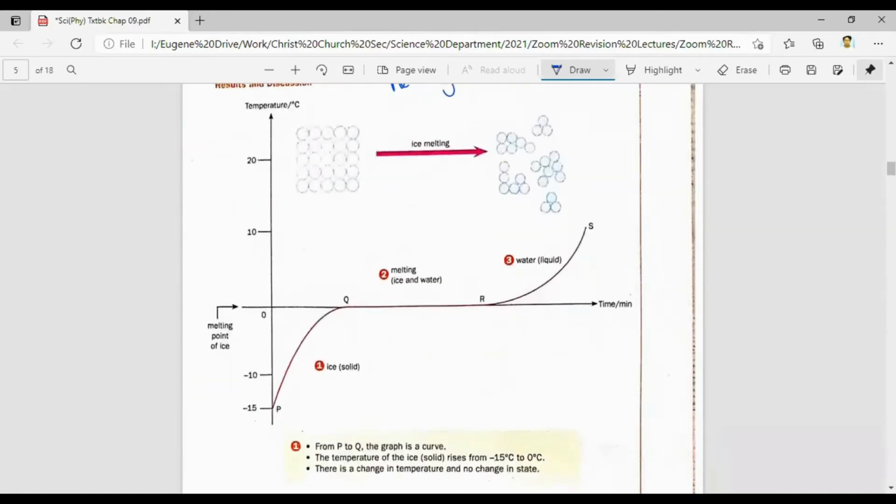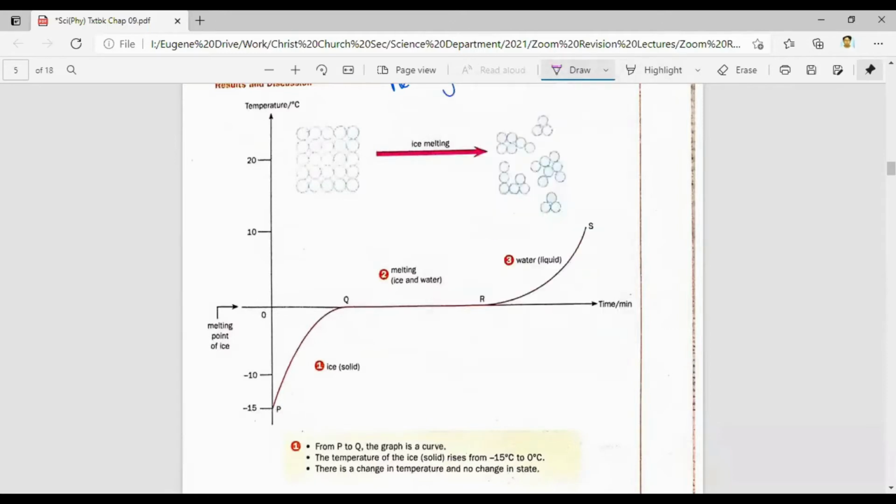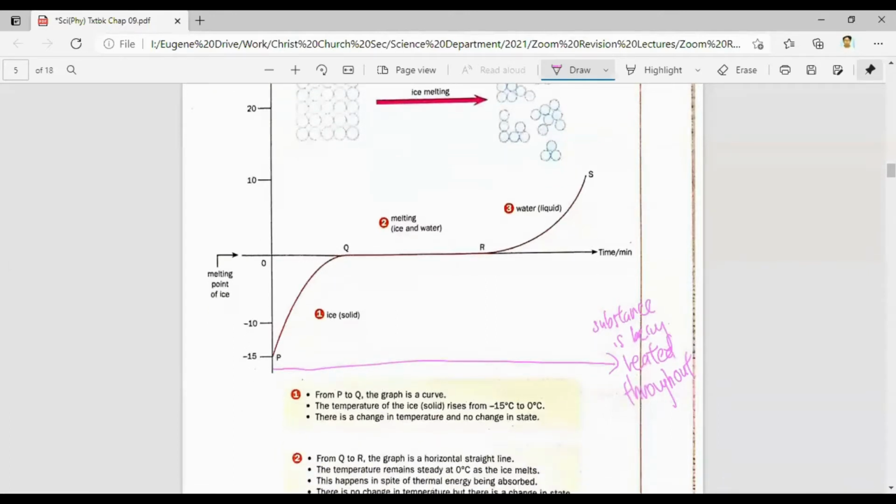From the start all the way to the end, I'm going to use a different color now, I use pink. From here all the way here, I need you to take note that the substance, which is the ice, is being heated throughout. The substance is being heated throughout the entire experiment. This is something that I need us to really be aware of.